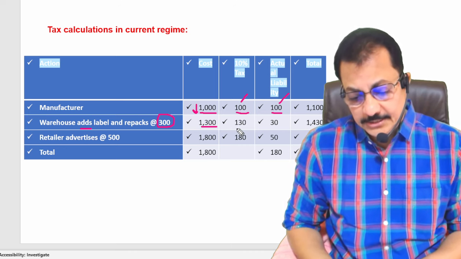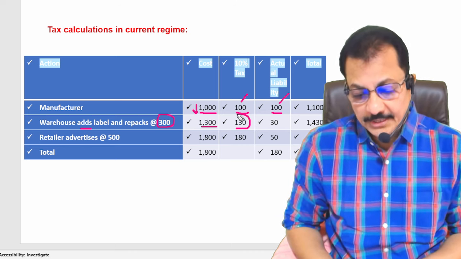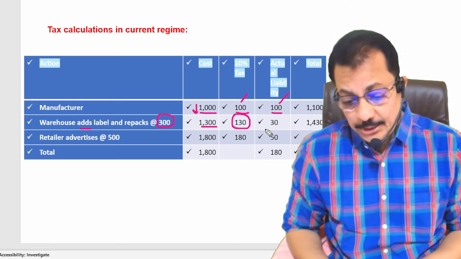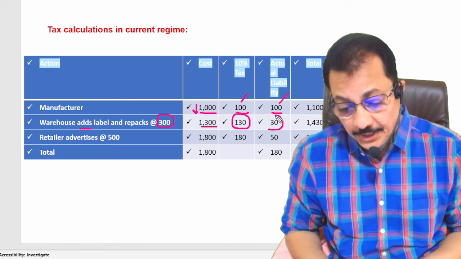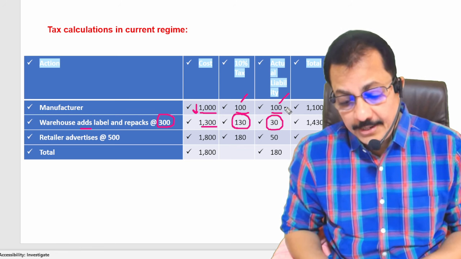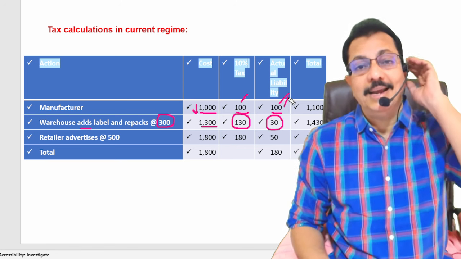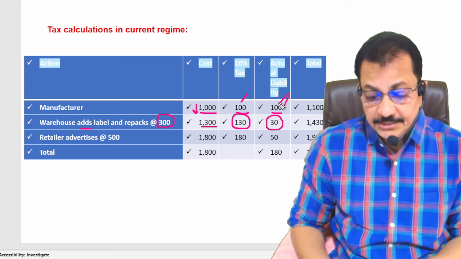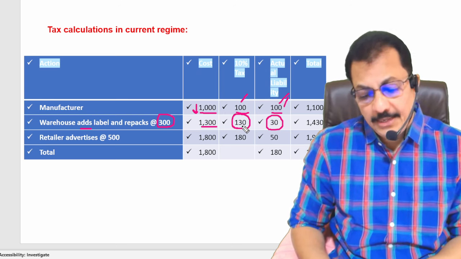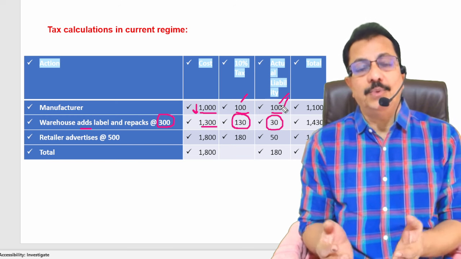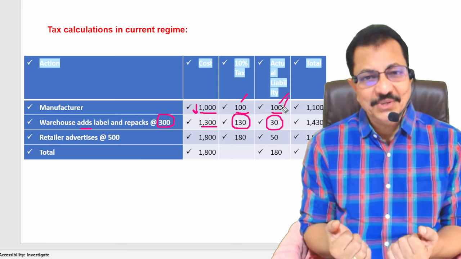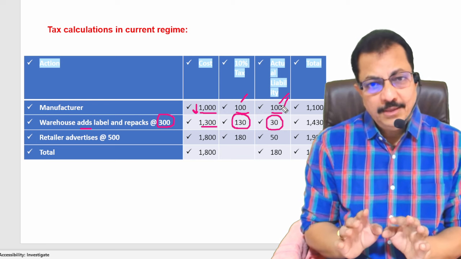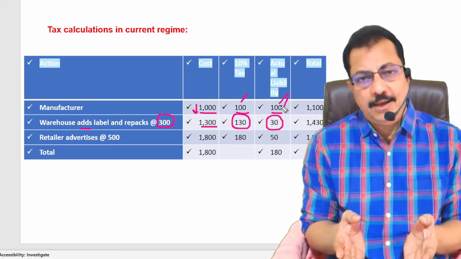And on this 1300, you are paying the tax of 130 rupees. Is that okay? 10%. But actual liability is 30 rupees only, because 100 rupees has already been paid at the manufacturer level, right? So once the tax is imposed here, then immediately the manufacturer will ask for the input. Is that okay? This is called input credit. Am I clear? So the extra burden is not there on anyone.